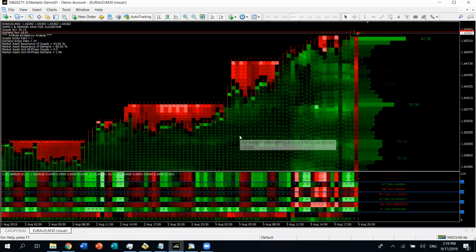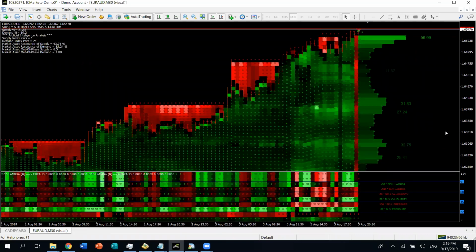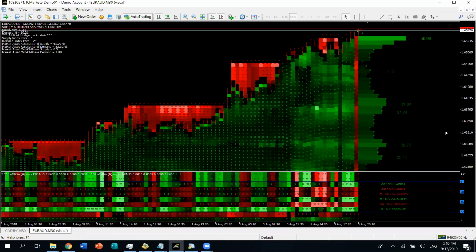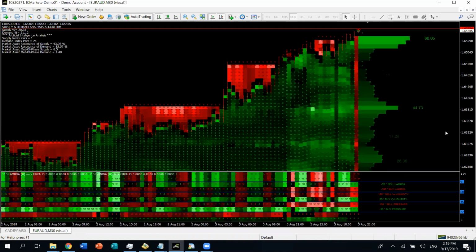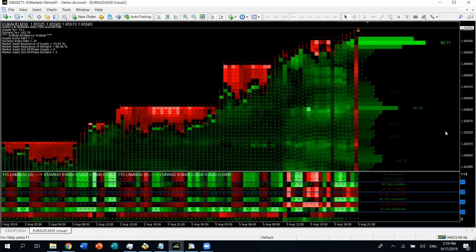Okay, Nico, I just wanted to show you the heat map on the tester. It is at 31x the speed of normal market speed, okay? And just to show you how the heat map behaves. This one is on the Euro Australian dollar on a 30-minute chart.